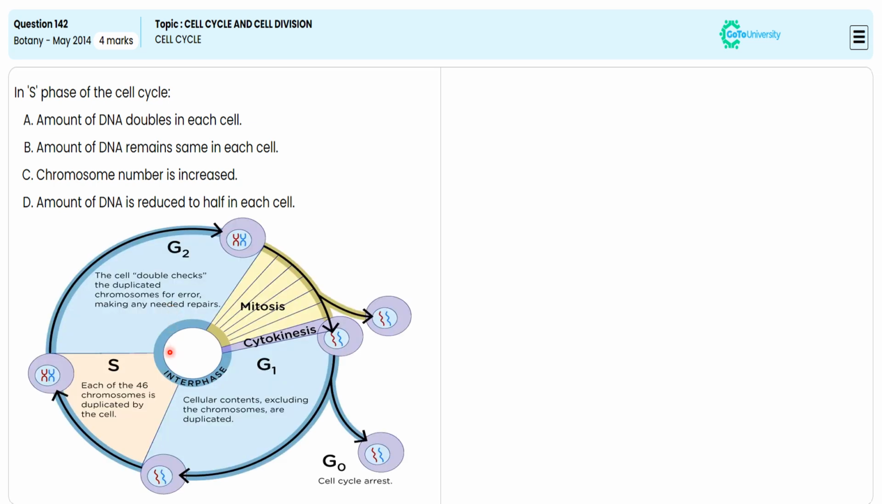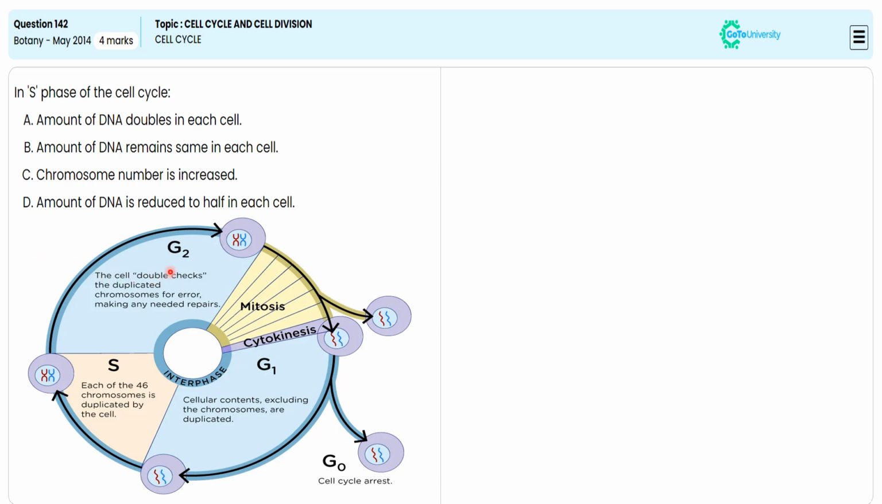In this picture, you can see that during the synthetic phase, or S phase, the 46 chromosomes are getting duplicated, with the duplication of the DNA. So we are choosing option A as the correct answer, and options B, C and D are not exactly matching with what this question demands. Why?